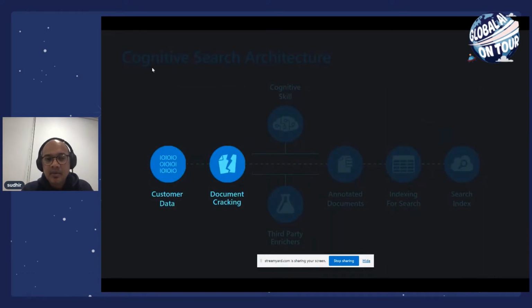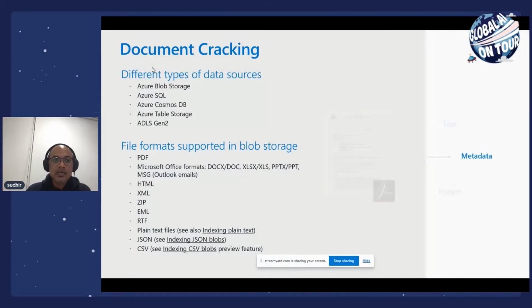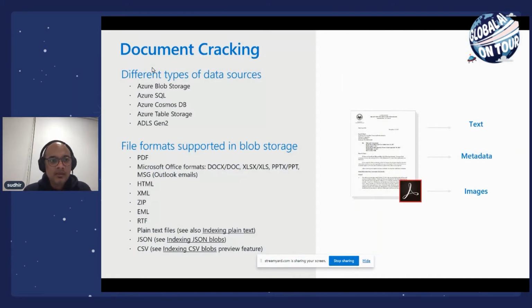Now let's just double click further. When we talk about enriching the data, we have the customer data. We're going to take this customer data and do the document cracking through the indexers. In the document cracking, it gets connected to the various supported data sources, for example, blob storage, SQL, Cosmos, and so on and so forth. And all the formats that we support, it gets connected.